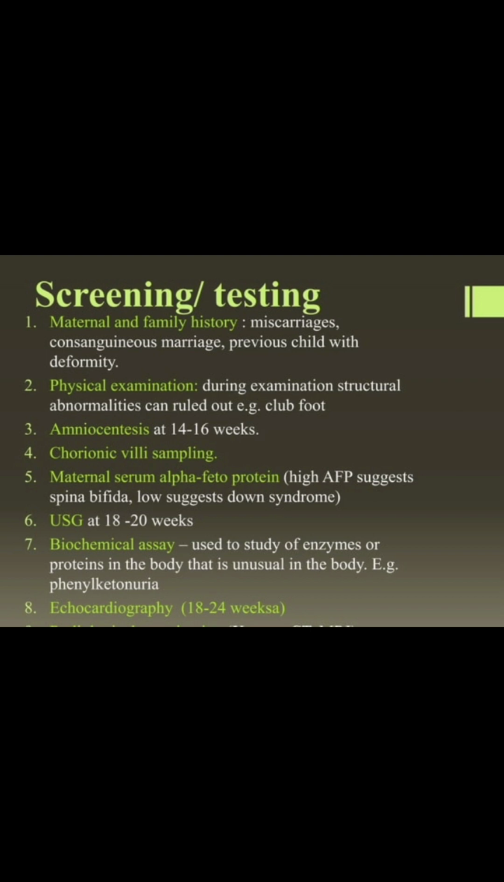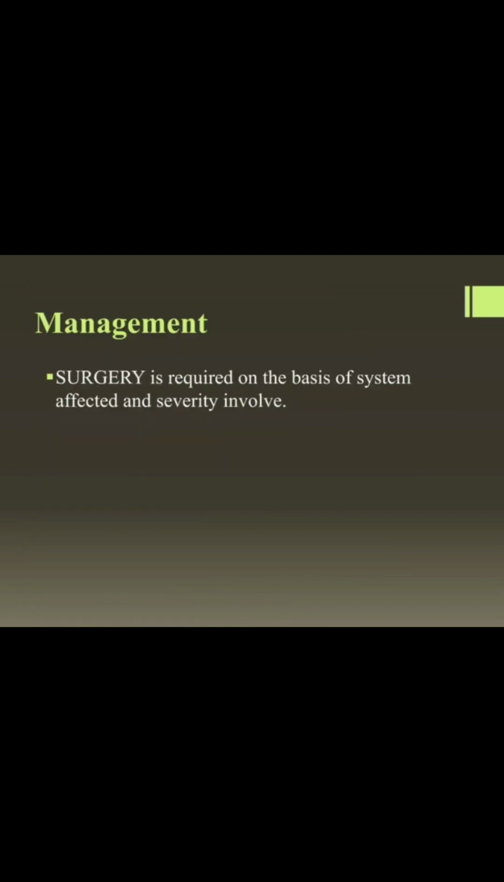Screening and testing: how can we identify these diseases? Maternal and family history, miscarriages or consanguineous marriage, previous child with a deformity. Physical examination: during examination, structural abnormalities can be ruled out. And amniocentesis at 14 to 16 weeks: with the help of amniocentesis, if there is any defect in a child, they can easily identify it. And chorionic villus sampling, maternal serum alpha-fetoprotein, USG, biochemical assay. As for management, surgery is required on the basis of the system affected and the severity involved.